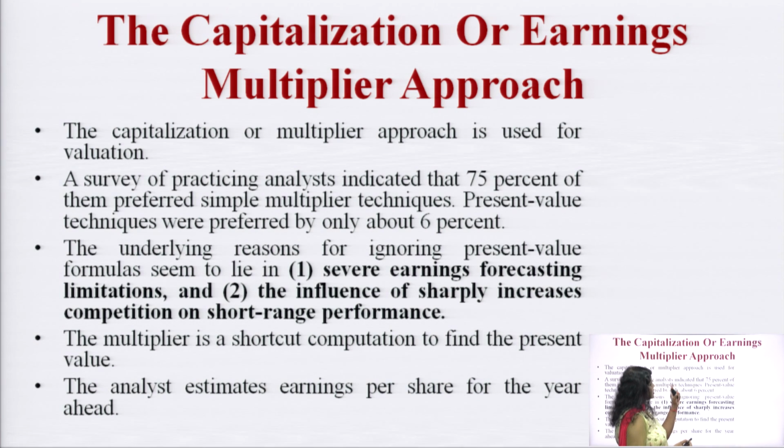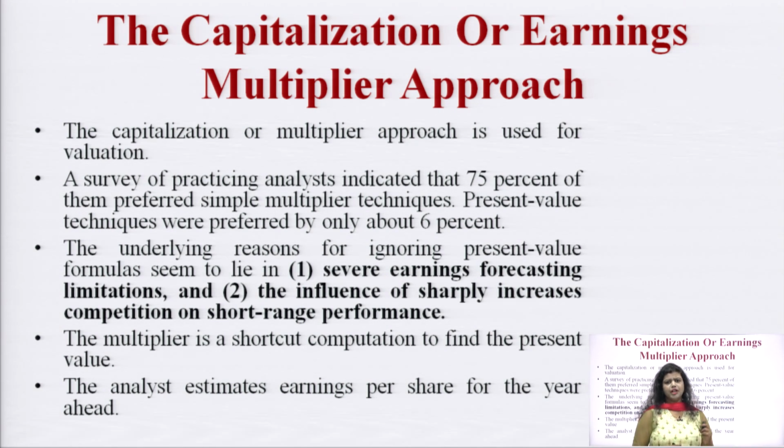The next topic is the earnings multiplier approach. Now the earnings multiplier approach is another very easy approach for the calculation of intrinsic value in equity valuation. Here the investors calculate the earnings multiplier ratio in order to calculate the intrinsic value. They compare the value with the market value and they take the investment decision.